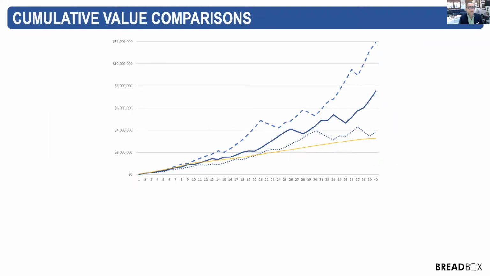Okay, so what we're looking at here on the screen is not included in the Breadbox report. This is purely for agent use in this particular webinar, but I thought this would be a really cool thing for you guys to look at. Again, these numbers are replicated from the Breadbox report: the best 40-year period, the median 40-year period, the worst 40-year period.